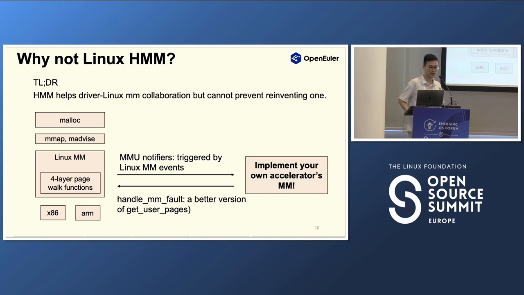So we take a look at this diagram. The left part of the diagram is basically your application's malloc, your system call, and your Linux MM. We see that HMM only provides two mechanisms. One mechanism is the MMU notifier, which is triggered at the time of certain Linux MM events. If your device driver is using HMM, you may register some functions to be triggered at the time of certain Linux MM events, so that allows you to coordinate with Linux MM more easily. The second mechanism of HMM is handle MM fault, which is simply a better version of get user pages. So you can see HMM does not prevent you from writing your MM code. If you take a look at the open-sourced NVIDIA UVM driver, they do support HMM, but the support part of the HMM still implements the whole mechanisms.